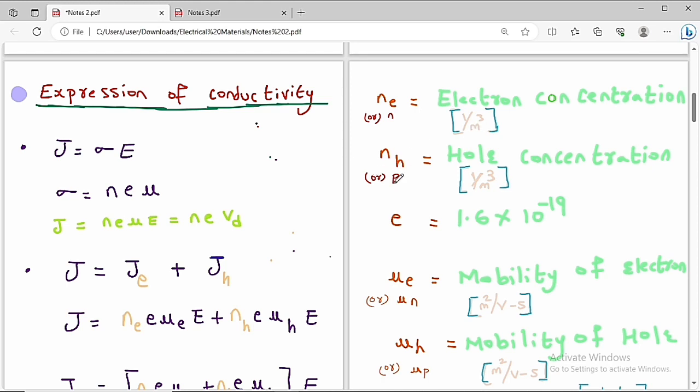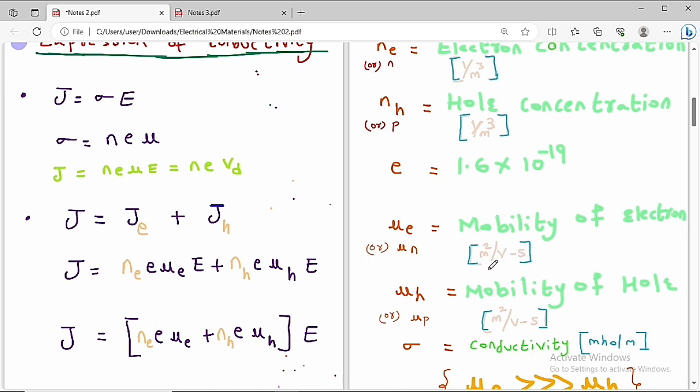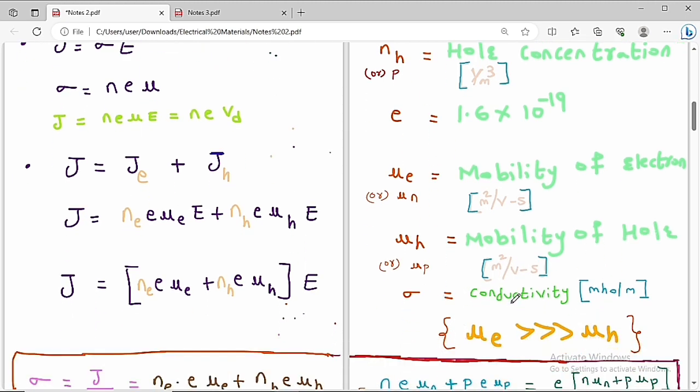What is n_h or p? It is the concentration of the holes, the charge density. And this unit is 1 by meter cube, meaning the number of holes present per unit volume. e is the amount of charge of the particle, and its value is 1.6 × 10^-19. What is mu_e or mu_n? They are different notations, but the concept is the same. It is the mobility of the electron, and its unit is meter square per volt second. What is mu_h or mu_p? It is called the mobility of the holes, and its unit is meter square per volt second. Sigma is the conductivity, and its unit is mho per meter or Siemens per meter or ohm meter whole inverse.